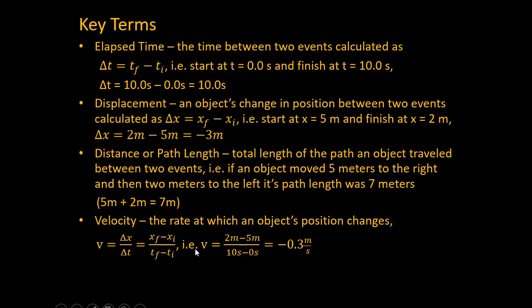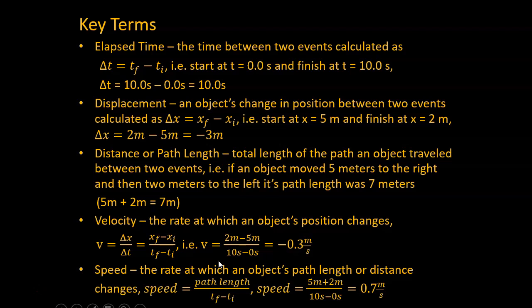So for example, in our problem up here on displacement, at time 0 the object was at 5 meters, and 10 seconds later, at time equals 10 seconds, it was at position 2 meters. So our displacement would be negative 3 meters, our elapsed time would be 10 seconds, and when we do that division, we wind up with a velocity of negative 0.3 meters per second. Velocities can be negative too. That just means the object's moving in the negative direction.